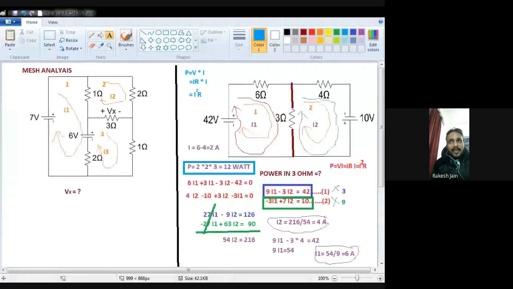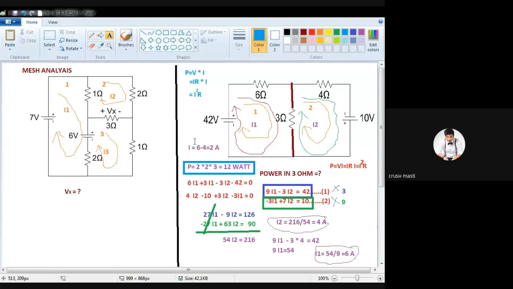Yes, 2 into 2 is done because it is I square. So what is I? I is 2 ampere, so I square means 2 into 2. I into I is I square, so that's why 2 into 2. Is it clear, Amit?